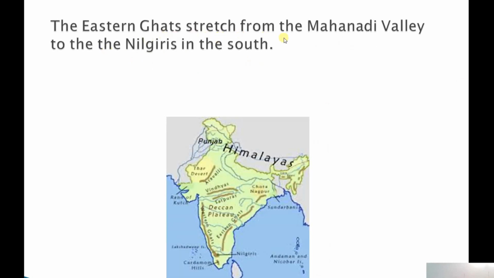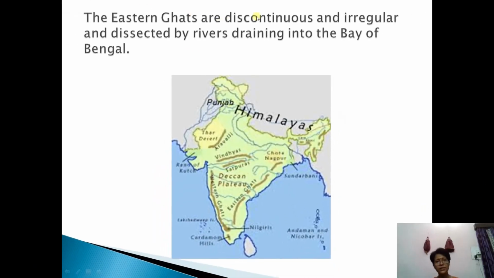Eastern Ghats stretch from the Mahanadi Valley to the Nilgiris in the south. So in the eastern side here, this part I'm showing with the cursor where Nagpur Plateau is, and Mahanadi River is located here, and Nilgiris, this already is marked here. So Eastern Ghats lie from the Mahanadi, this valley area, towards south, that is Nilgiri. The Eastern Ghats are discontinuous and irregular and dissected by rivers draining into the Bay of Bengal.